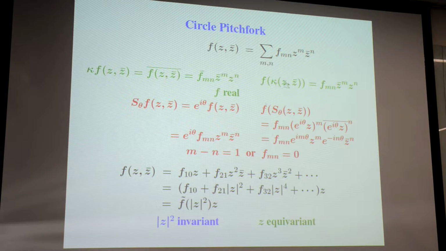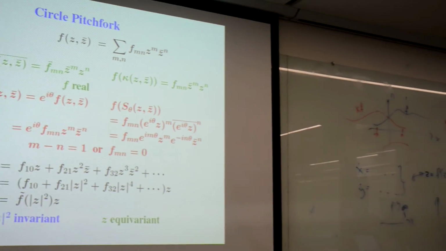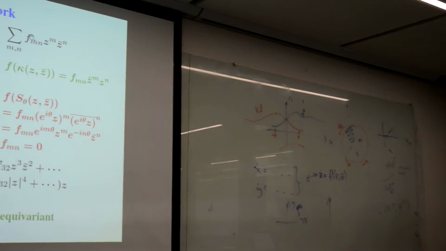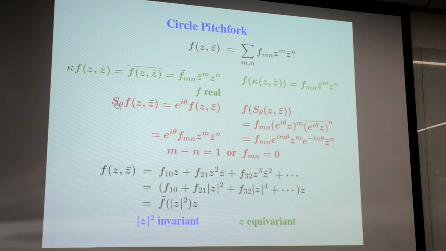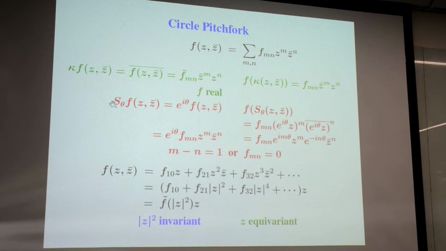And if these are going to be the same, well, then that tells you something. It tells you that these coefficients f have to be real. So again, we've now restricted the form of f. Our power series has to be such that the f's are real. Now, let us write that it also commutes with s theta.